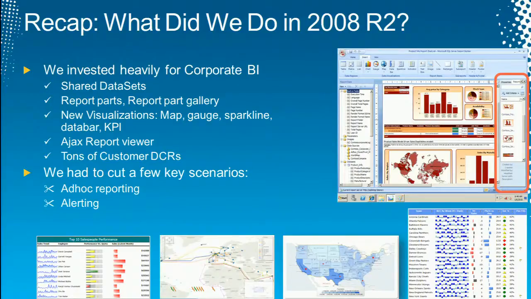We also created an Ajax report viewer, which we shipped with VS, and then we did a whole bunch of customer DCRs. So those are the big things that we did in R2. There were 2 things that we actually started working on that didn't make that release, and that was ad hoc reporting and alerting.